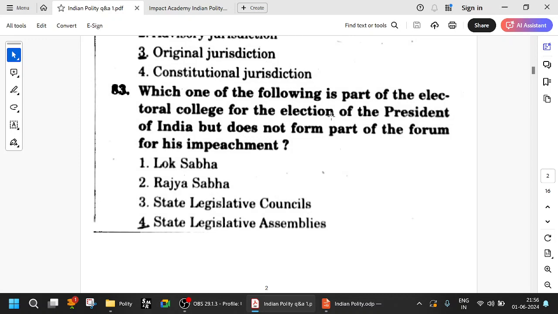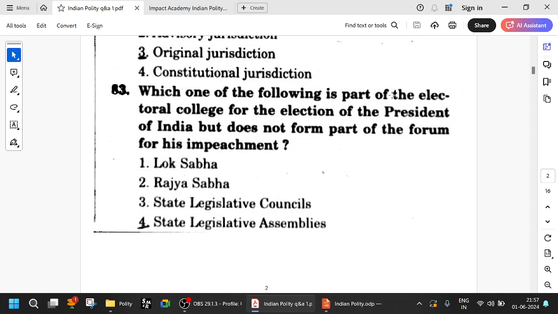Okay. So when it comes to impeachment of the president, because the president is part of the parliament. What is the parliament? President plus Lok Sabha plus Rajya Sabha. So the president is neither a part of Lok Sabha nor part of Rajya Sabha, but he is part of parliament. So if you want to impeach the president, only those people in the Lok Sabha and the Rajya Sabha participate in the impeachment, both elected and nominated.